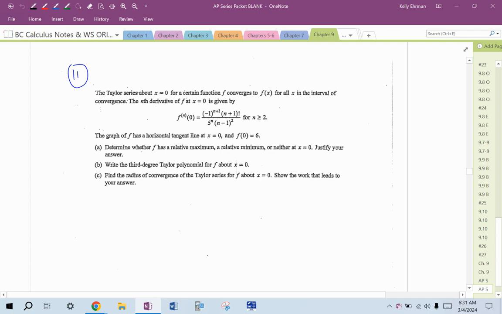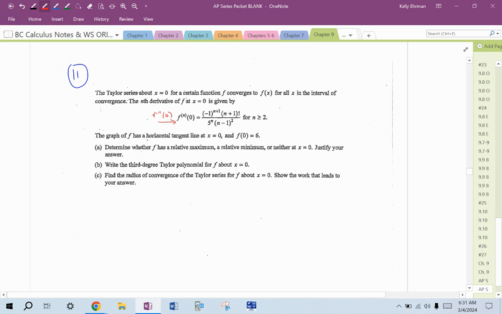On problem 11, it says the Taylor series about x equals 0 for a certain function f converges to f of x for all x in the interval of convergence. They don't tell us what that is. That's okay. And then here's a formula to find the nth derivative at 0 for any n greater than or equal to 2. So you can use this when you start finding f double prime of 0 and anything beyond.